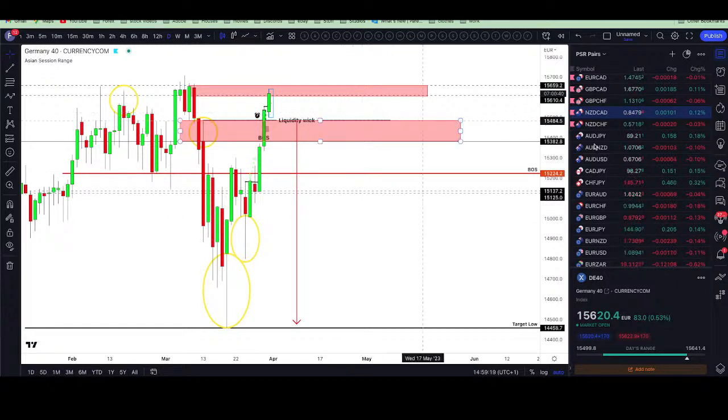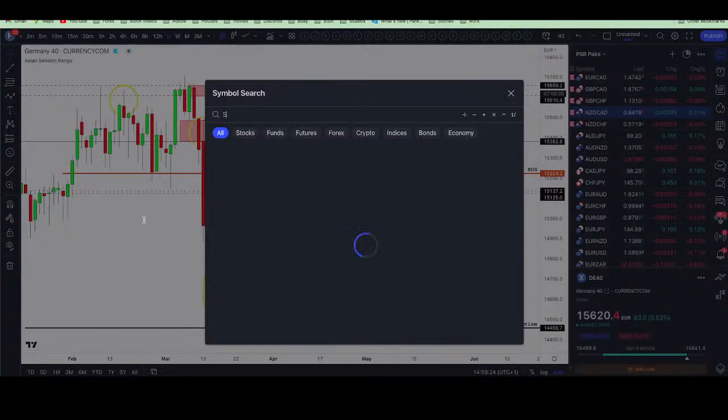SPX. Right now we're waiting on GBP CAD or NZD CAD to go somewhere. In fact, I've got SPX here.